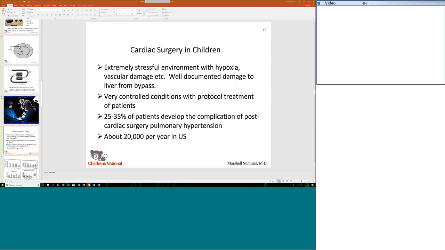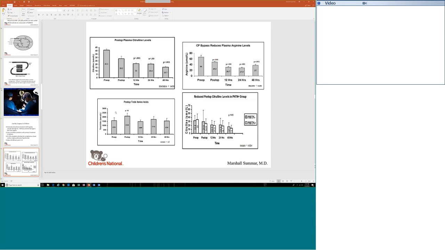So now look at this slide. What happens to citrulline and arginine levels before and after cardiac surgery? Well, as you can see, they all take a pretty precipitous drop, and at about 12 hours afterwards, you've really significantly come down from your pre-op levels.